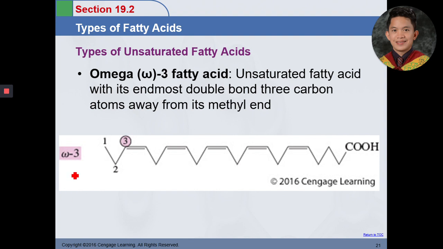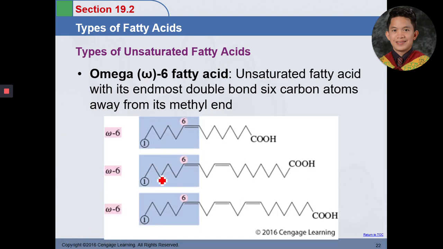We have here the omega-3 fatty acids. So as you can see, the double bond is counted not from the carboxyl end but from the methyl end. So as you can see, the first carbon, or carbon number 1, is this carbon right here, then carbon number 2, and the first double bond is present after carbon number 3, which is why this chain of fatty acid is named omega-3 fatty acid.